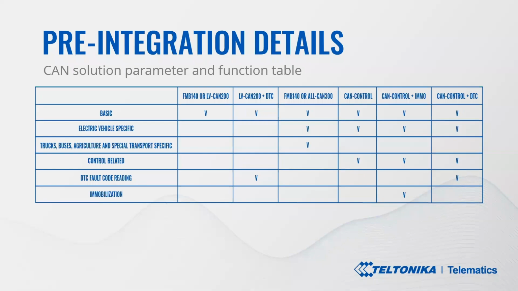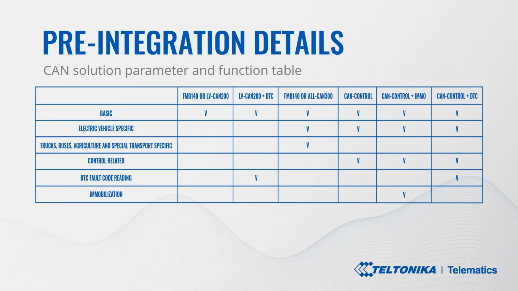Basic parameters listed are understandable, such as fuel level, engine RPM, speed, mileage, or door status. These basic parameters are supported by all of our CAN solutions. More specific electric vehicle parameters, such as battery level, battery temperature, and vehicle range on battery, are supported by our CAN control solutions, FMB 140 with all-CAN option, or the all-CAN adapter.